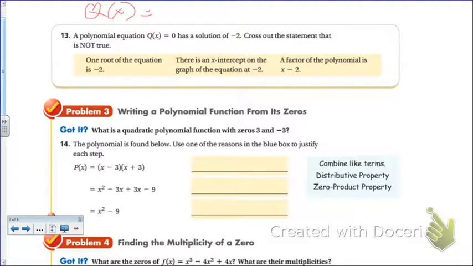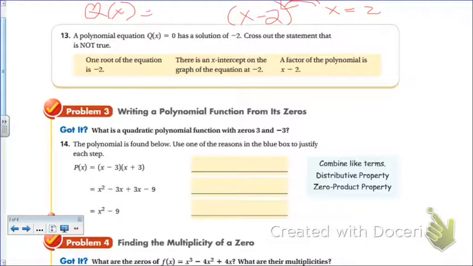So along the way in our factors, we ended up with x equals 2. If you go backwards from that, what did that previous step look like? You would subtract 2 and you'd have a factor of x minus 2. That's part of your polynomial q. So we want to cross out the things that are not true.